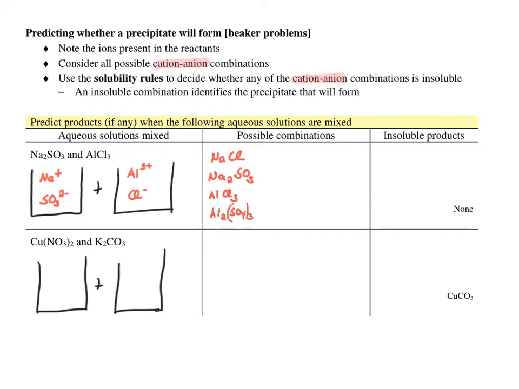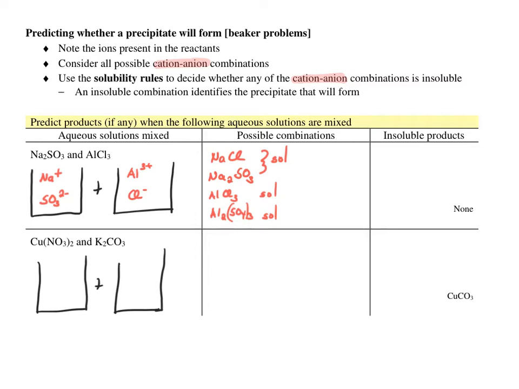Apply our solubility rules. All sodium compounds are soluble, so these are soluble. Aluminum chloride. Most chlorides are soluble. There are a few exceptions. However, aluminum is not one of the exceptions, so therefore this is soluble. Same is true of sulfates. Most sulfates are soluble. There are a few exceptions. Aluminum is not one of them. Therefore, it's soluble. We mix these solutions together.